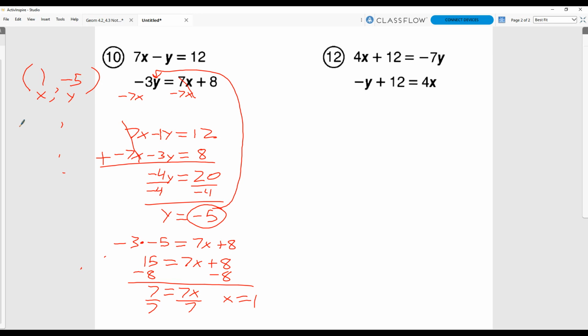All right, let's take a look at our last one here, number 12. We'll go through this example. So this one kind of looks like it might be set up for elimination, but it's not quite ready yet because we need x and y to be on the same side. And right now they're not. We have 4x here, we have -7y over here, and we have -y here, and we have 4x over here.